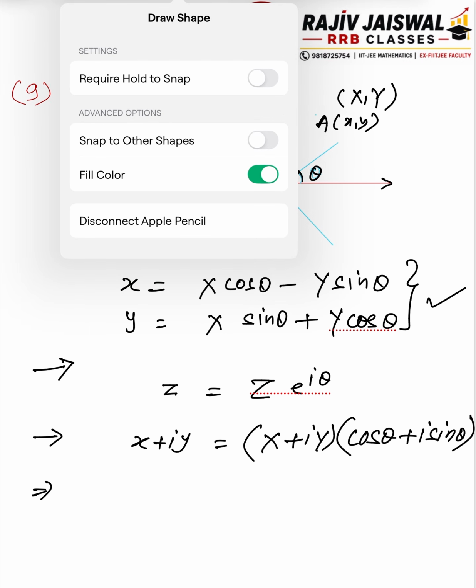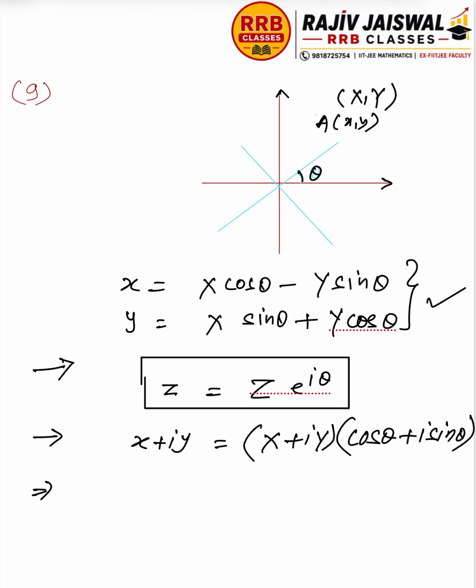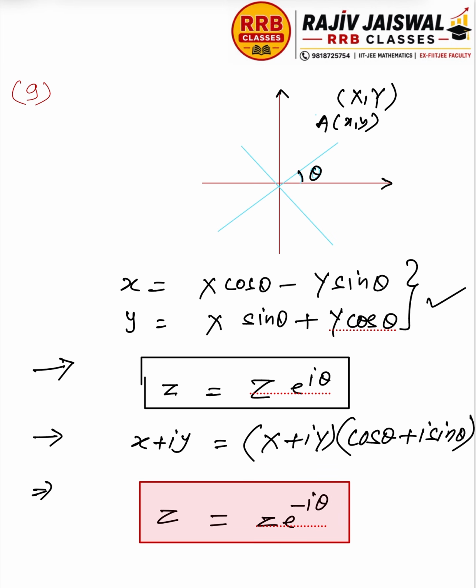So we need to remember this: small z is equal to capital Z e to the power i theta. And if you want the new system in terms of the old, you can simply write capital Z is equal to small z e to the power minus i theta. So this one is capital Z and this is small z. So we can remember how to relate the old system, new system and theta using these two formulas.